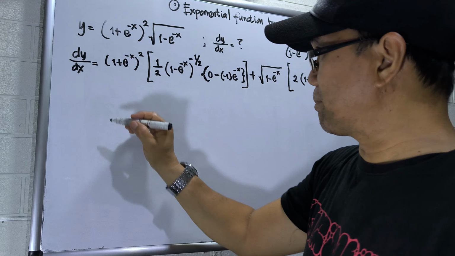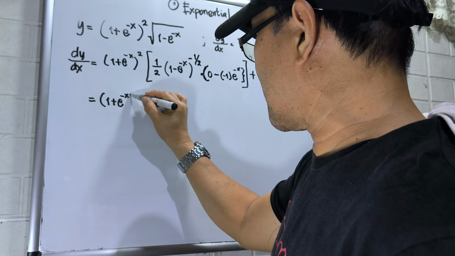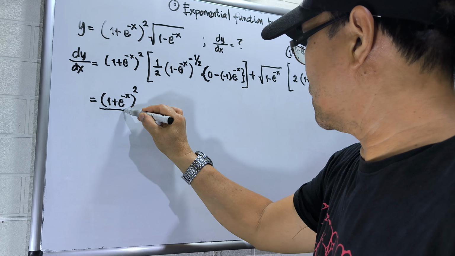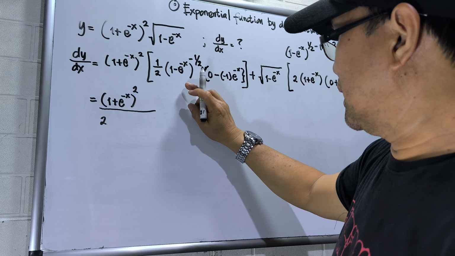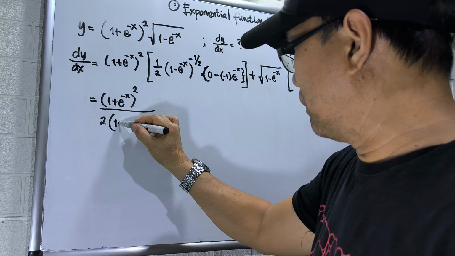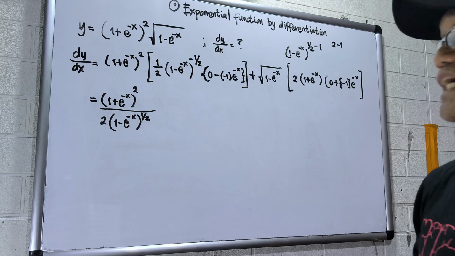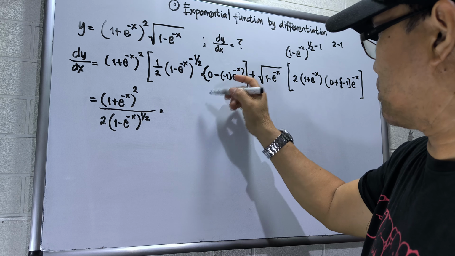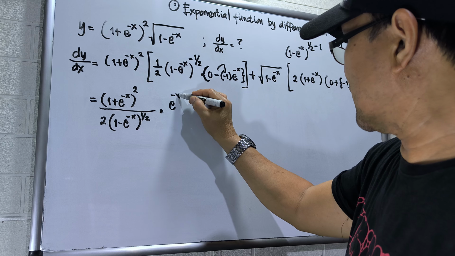Okay? So, simplify. So this will be (1 plus e raised to the negative x) raised to the second power over 2, right? This is 1/2. Understood? And then, in algebra, if there is a negative exponent, we place it in the denominator: (1 minus e raised to the negative x) raised to positive 1/2. Index laws in algebra. And then this one, 0 minus minus, so negative, negative, that will be positive, so positive e raised to the negative x.